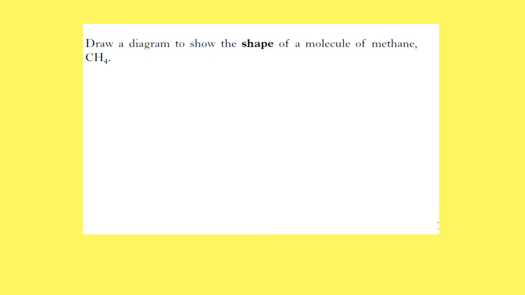Now this one is not asking you to draw an orbital diagram. It's not asking you to draw any electrons. It's asking you to draw using bonds the shape of a methane molecule. So you need to show the shape. So it cannot look flat. You have to try and draw it in 3 dimensions.